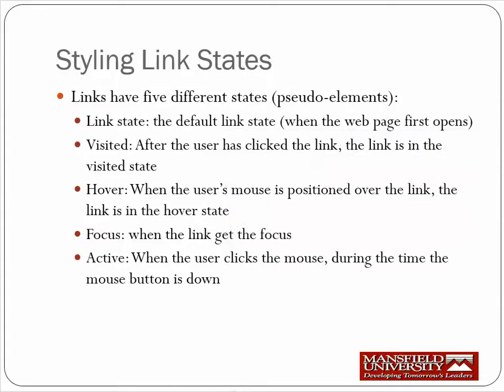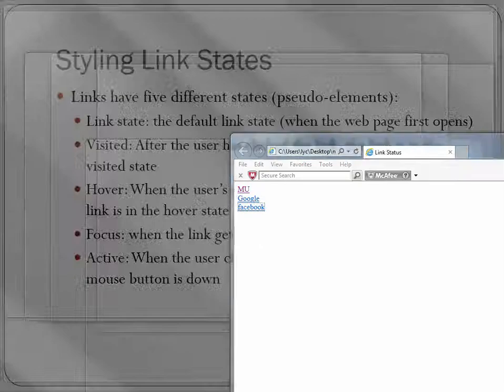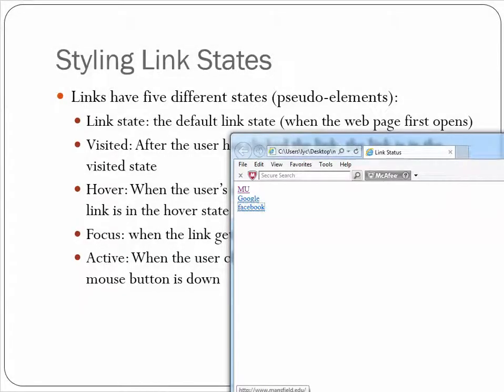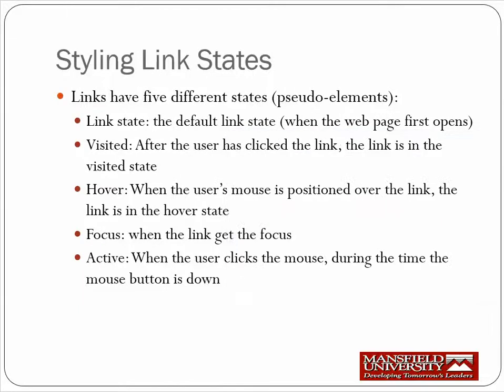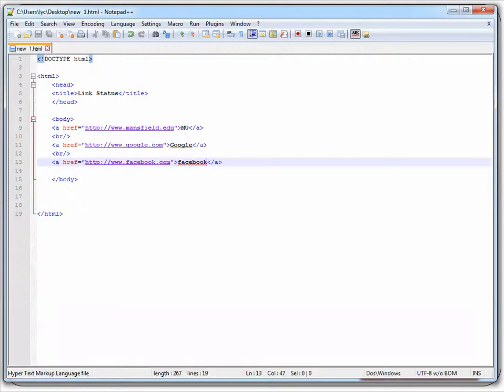Now what does active mean? Active means that when we press down the mouse button, that small moment when we click down, that's active. So we can control the color for the different statuses, or we can add some action for those statuses. So let's try it. This is a useful function. So this will have 3 links.